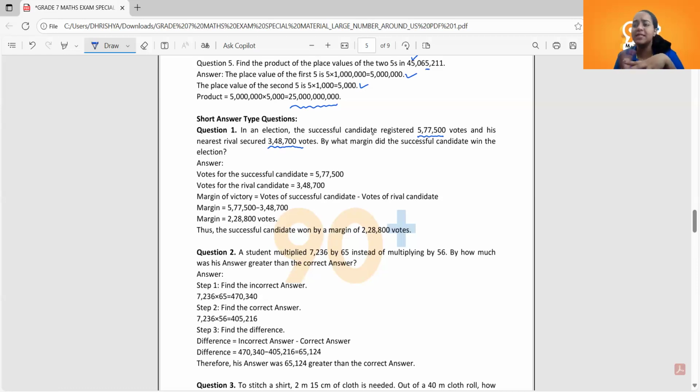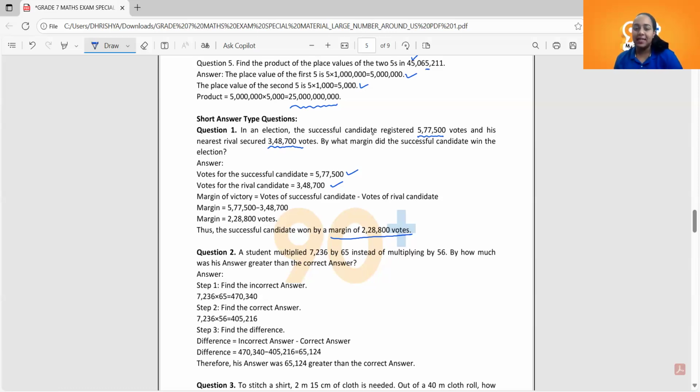So what we have to do? We have to subtract. When we subtract, we'll know the difference of votes between both of them. That will be the margin, right? Here, the successful candidate has this many votes and the rival candidate has this many votes. Successful candidate minus the rival candidate. Rival meaning opposite candidate. We'll get 2,28,800. That is the answer for the margin. Just subtract the votes got by both candidates and you will get the margin they want.